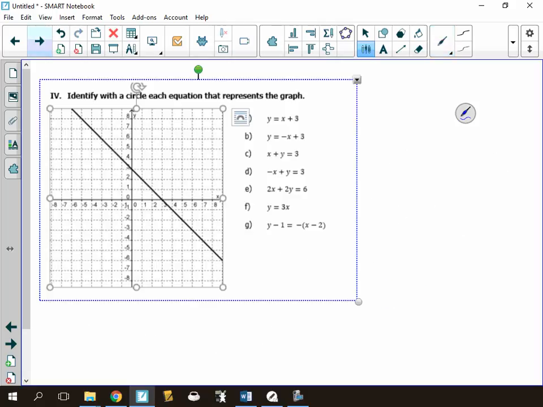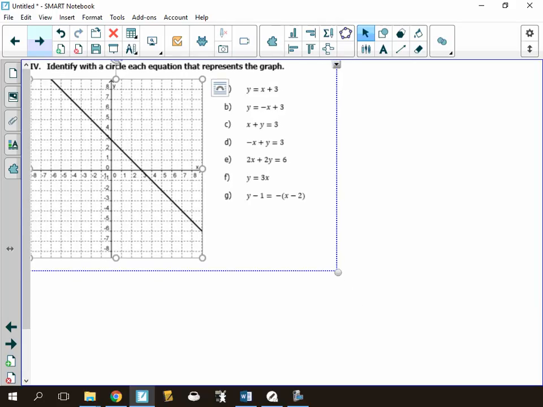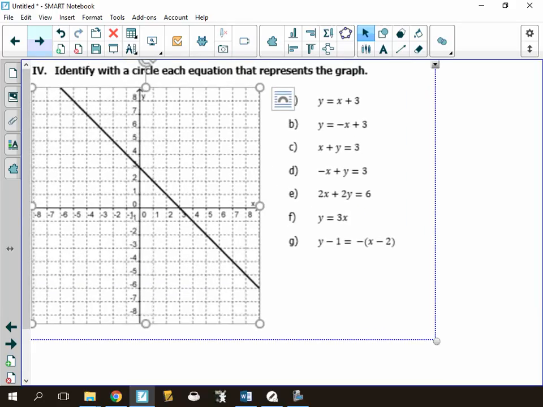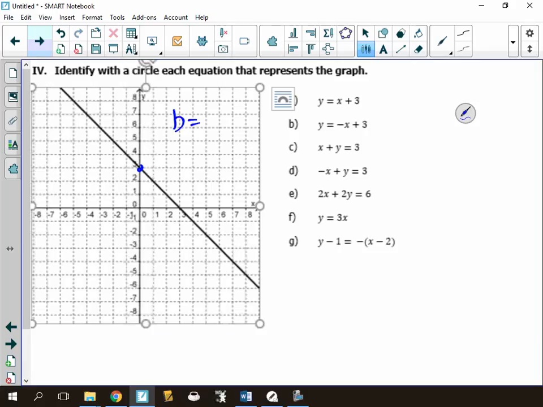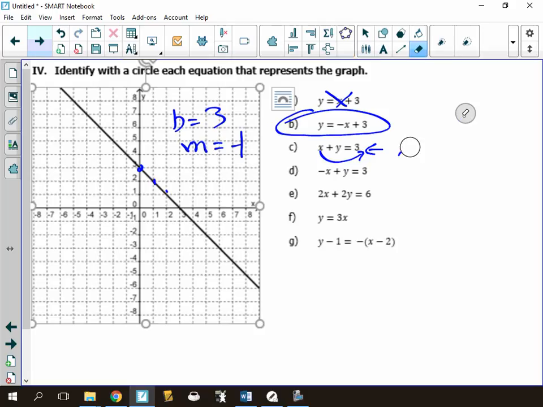Moving right along. All right, so circle all of the equations that represent this. So the y-intercept is 3, and the slope is negative 1. So that's our first one. Easy. But look at this. If I solve this for y, if I move the x to the other side, it'll be y equals negative x plus 3, which is the same equation. So that's the correct answer. This one is not.